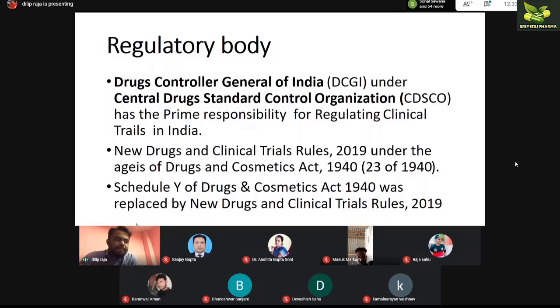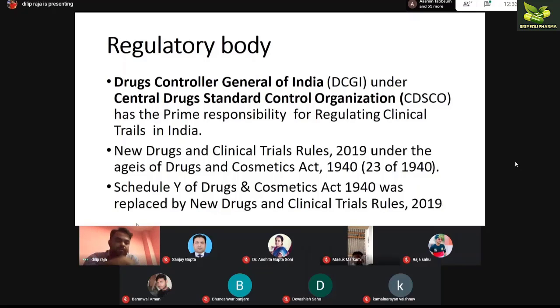So we have the New Drugs and Clinical Trials Rules 2019 under the Drugs and Cosmetics Act 1940. Earlier it was Schedule Y. So just remember and note this down. Earlier, all the requirements and the guidelines for clinical trials were in Schedule Y of the Drugs and Cosmetics Act, but now it has changed to New Drugs and Clinical Trials Rules 2019, with effect from March 2019. So you have to note down this particular update. Earlier we had Schedule Y of the Drugs and Cosmetics Act. Now it is the New Drugs and Clinical Trials Rules 2019. It came into effect from March 2019.